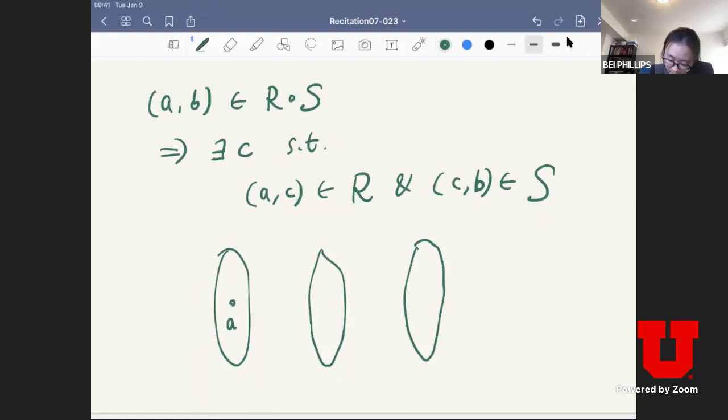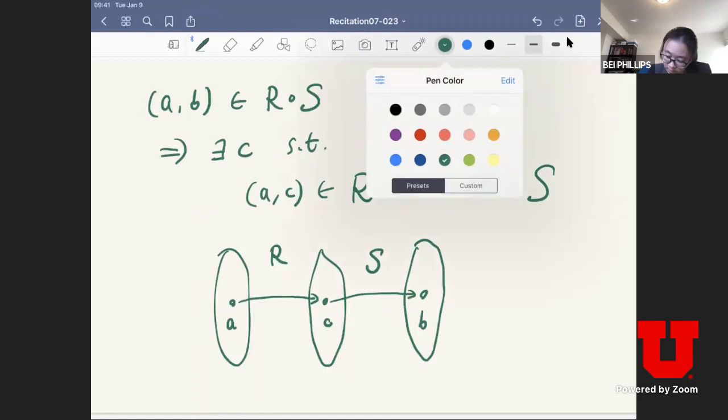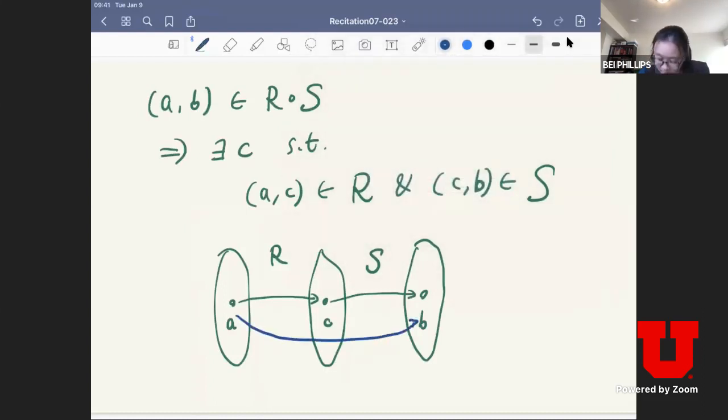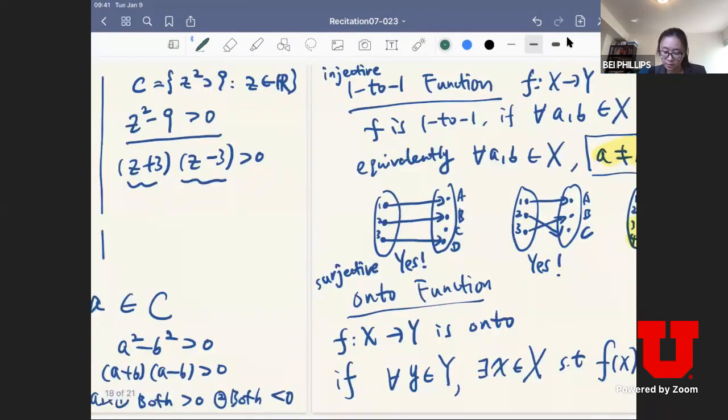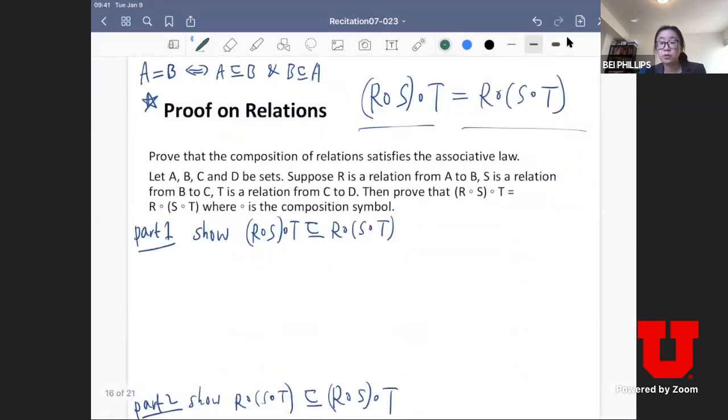I have elements A and C, where A and C have a relation in R, and C and B have a relation in S. Then the relation between A and B is the composition of these two relations. Okay, so that's what it is. Let me just draw the arrow. So that is a property we're going to use quite a bit. Okay, so let's do this.